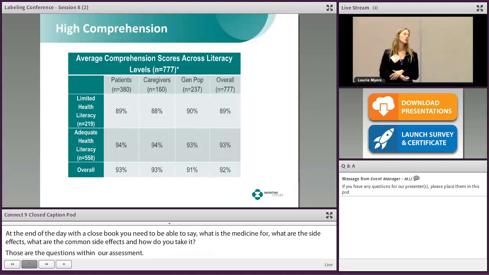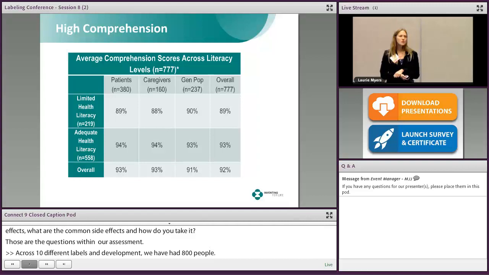And it works. Across probably 10 different labels in development, more or less, we've now had almost 800 people. And what you find is that people with both limited and adequate health literacy can understand the label. And I'm about to show you one in a second.